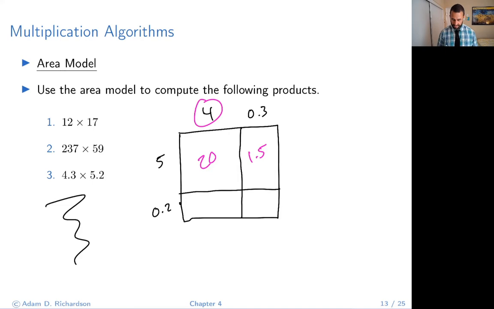How about this? What about 4 times 0.2? Well, that's the same idea. It's going to be 0.2 4 times. 0.2, 0.4, 0.6, 0.8.